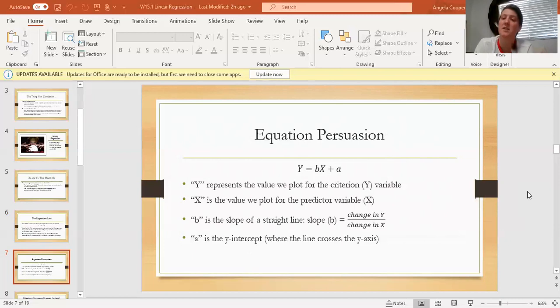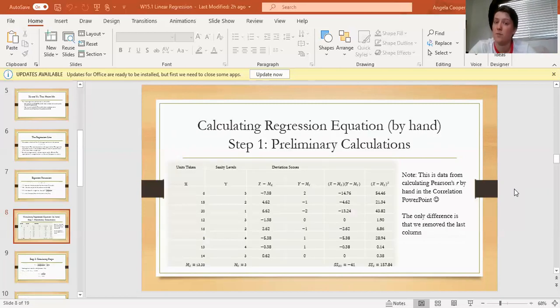However, to do that, we will also need to know b and a. So b is the slope of the line, where slope is equal to the change in y divided by the change in x. And then a is the y-intercept, where the line crosses the y-axis. So this might sound very similar to algebra, where we have y equals mx plus b, except again, it's y equals bx plus a. All the same stuff though, just different letters to formulate it. And obviously a little different in terms of using things to predict. It's linear regression, it's not just slope.